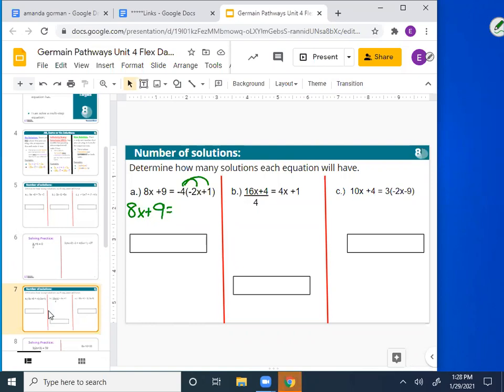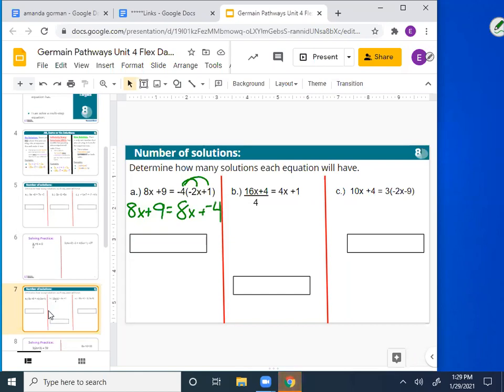I'm using that as just the timer for myself. Okay? Take another 10 seconds for ourselves to distribute. When we distribute here, what do we notice about, what are we going to get for our x's here? -4 times -2x gets me, Olivia? 8x plus -4. 8x plus -4.